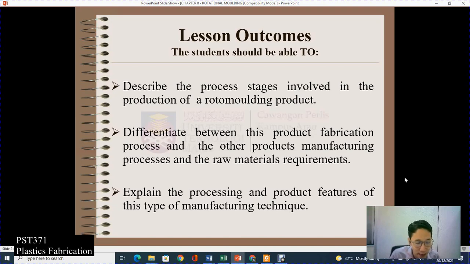So basically, there is only one technique for rotational molding. Different industries might have a multi-cavity mold. The other variation is the capacity or the size of the mold they use in industry compared to the one that we have in the lab.